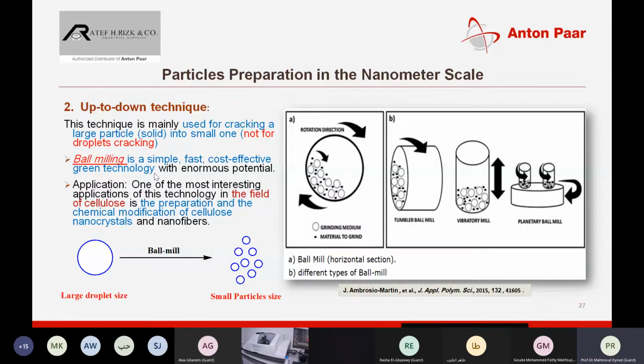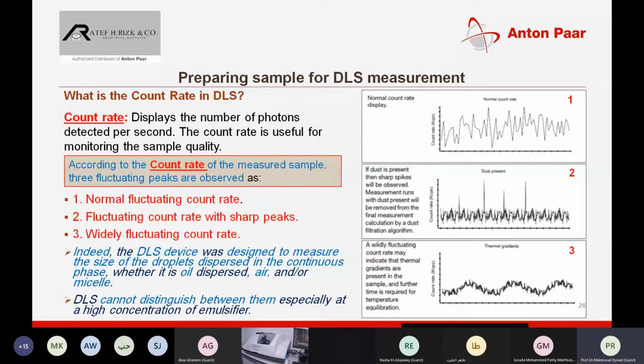Second question: how can you prepare a sample for DLS measurement? The count rate displays the number of photons detected per second. The count rate is useful for monitoring the sample quality. According to the count rate of the measured sample, there are three fluctuation patterns observed. The first is a normal count rate. A fluctuating count rate with sharp peaks means that dust is present in the sample. The third is a widely fluctuating count rate.